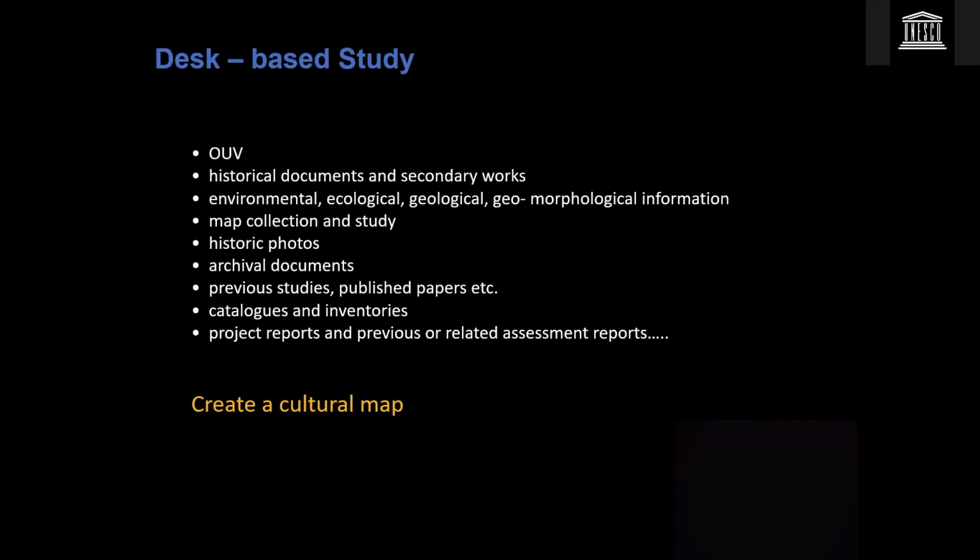The desk-based study is based on existing information which can be found. If it's a World Heritage site, of course, we start with the outstanding universal value statement, but we also will be looking at historical documents and secondary work, environmental, ecological, geological, geomorphological information, which can help us understand the setting and the condition of the heritage. We will be looking at map collections, both ancient and new, historical photographs, archival documents, also assessment reports which have already been collected, and existing inventories of heritage within, of course, our study area or assessment area. So the idea is to create a cultural map, layers of information, and come to a statement of significance and a good understanding of the condition and baseline of our heritage.